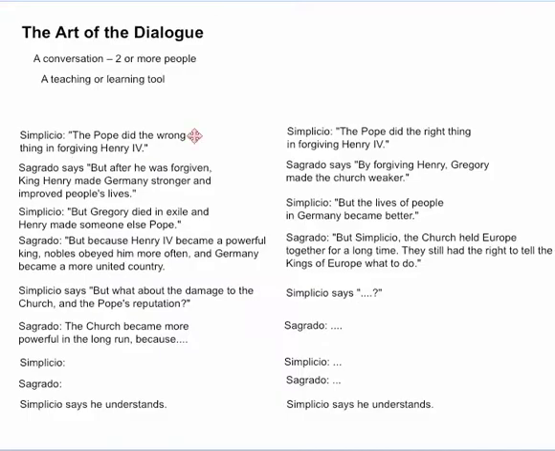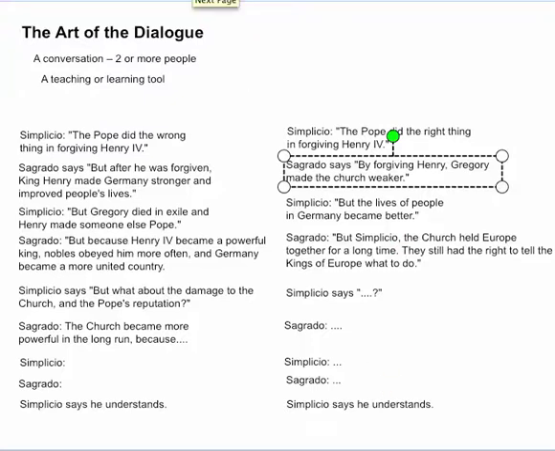And then we also looked at the two different ways that you could write this dialogue, that Simplicio would start off by saying that the Pope did the wrong thing in forgiving Henry IV, but then Sagrado would point out all of the ways that King Henry was a good king, even after he threw Gregory out of the job of being Pope. Or you can argue that Simplicio would say that the Pope did the right thing in forgiving Henry IV, but then you're going to be arguing this point, that by forgiving Henry, Gregory made the church weaker.